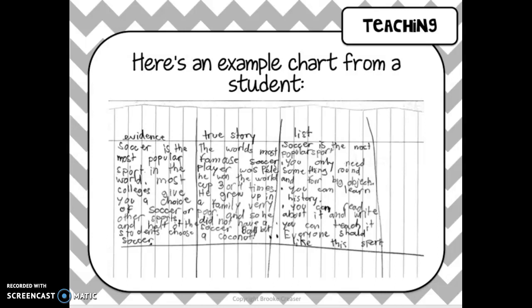Some lists include: soccer is the most popular sport in the world. You only need something round and 4 big objects. You can learn history from playing soccer. You can read about it and write about it. You can teach it, and everyone should like this sport. That's an example chart from a student talking about soccer.